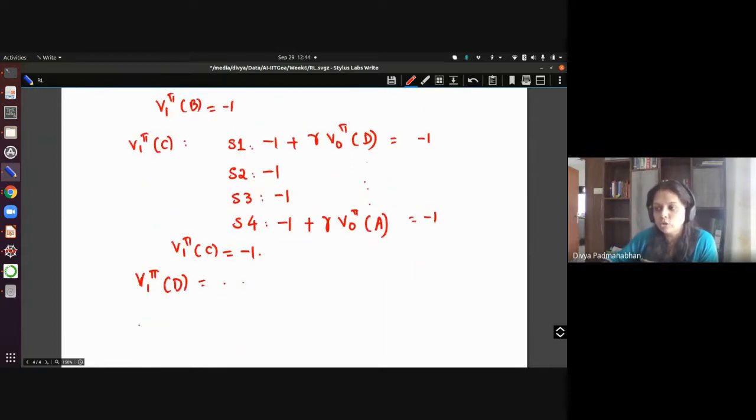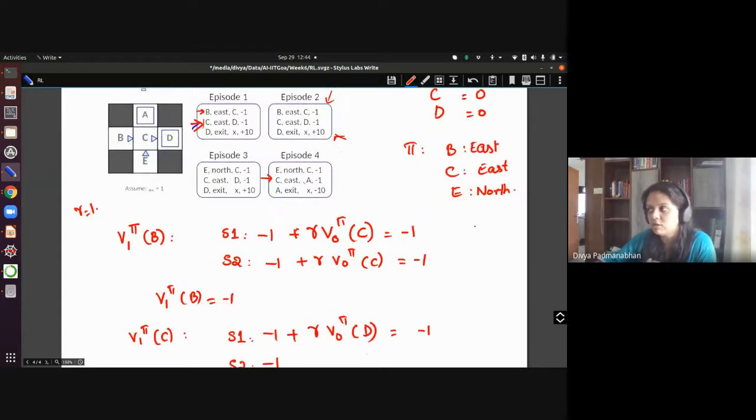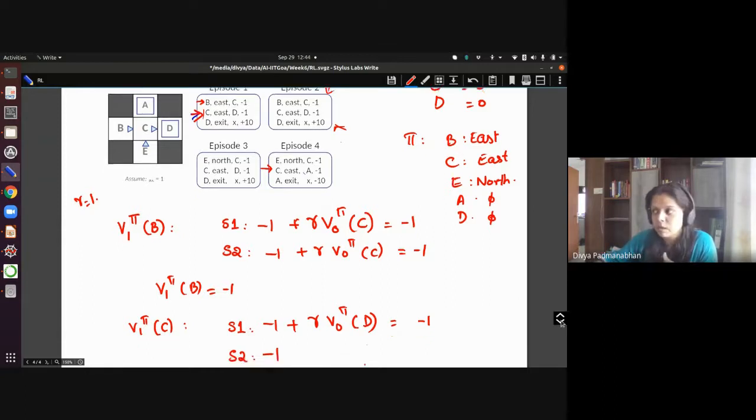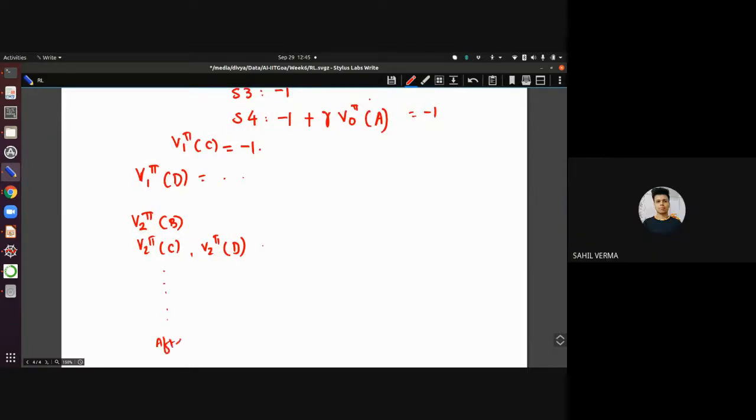Now again, what you're going to do is compute V2 pi of B, V2 pi of C, V2 pi of D. All this you will find based on what you've had in V1, and you'll keep doing this. Of course, you need to do it for A also. A and D are also terminal states, so there are no actions, no action takes place, but still you need to estimate the values of A and D also. You will keep doing this till at some point you will stop.